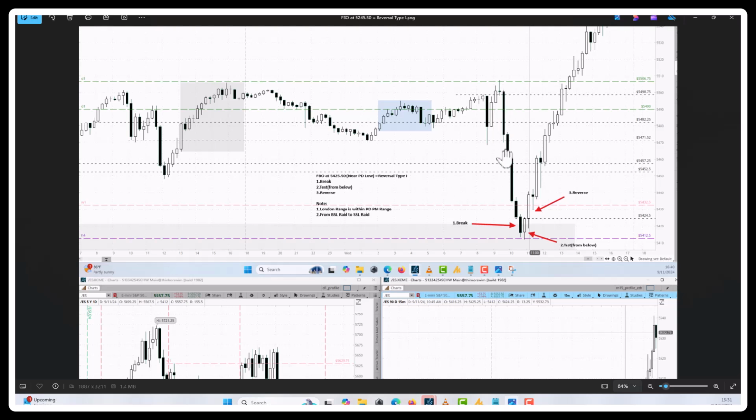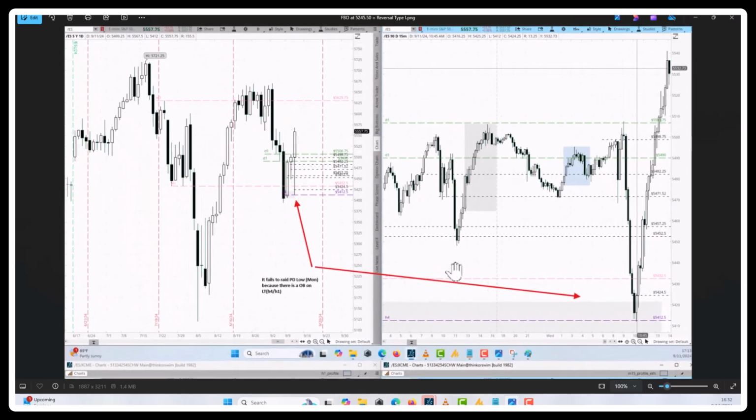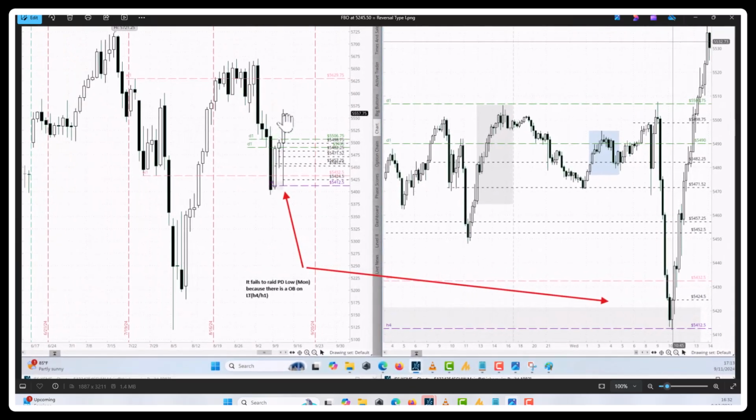Right. So right here, if we're looking for a second leg, we don't see it. It's just a manipulation, and boom, it reversed right away. It reversed very fast. And if we look on the daily, this candle is supposed to be what? To be the down close, but it flipped.